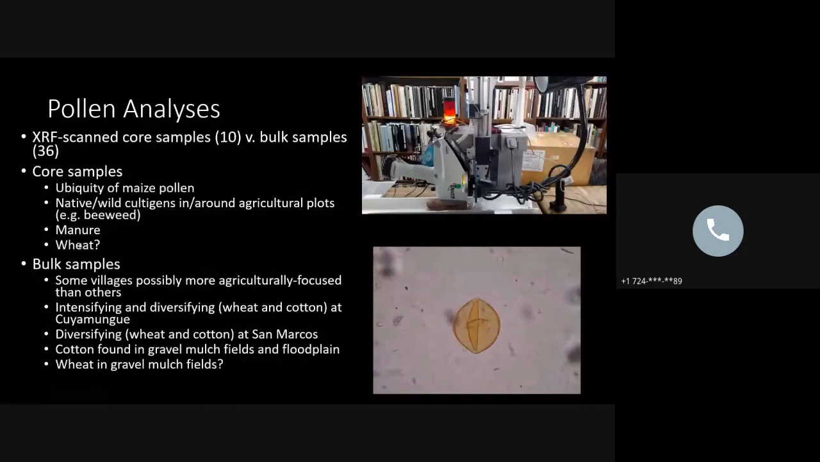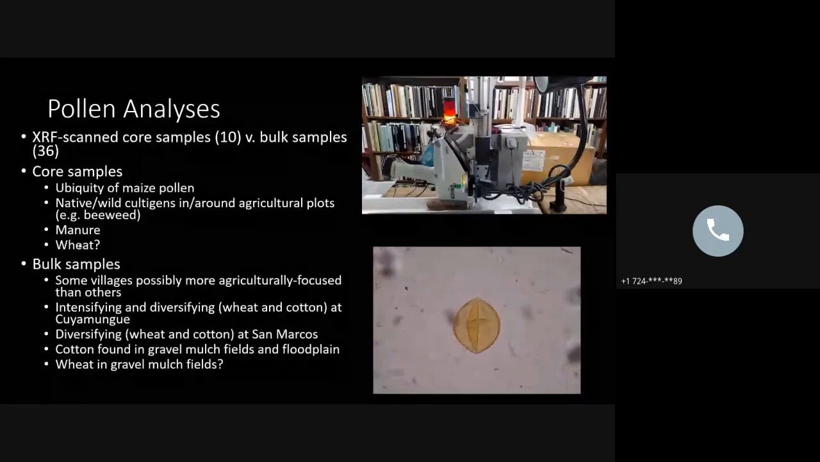Because that was one of our questions: are the Pueblo people incorporating and growing wheat at this time for their own use in their own village spaces? And then bulk samples. In addition to cores, we also took bulk samples. They did suggest, as we saw from the survey data in terms of some sites having more field features than others, some villages are more agriculturally focused.